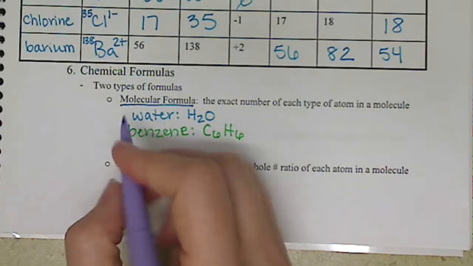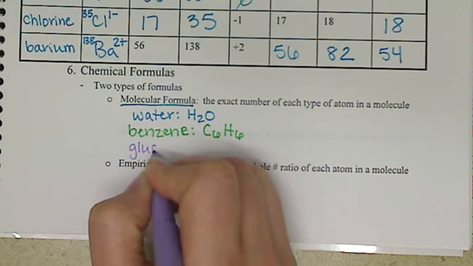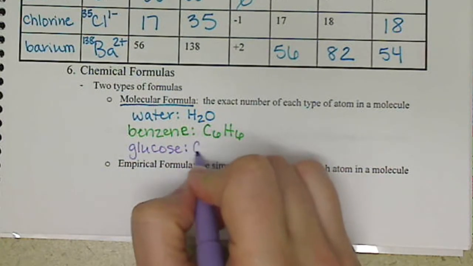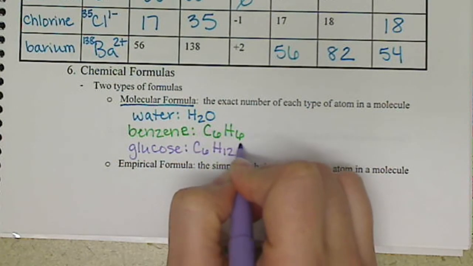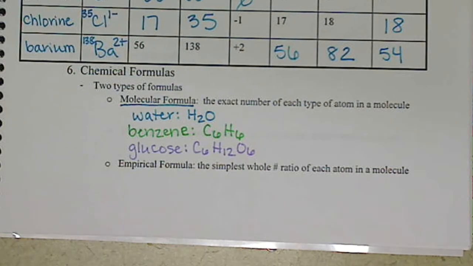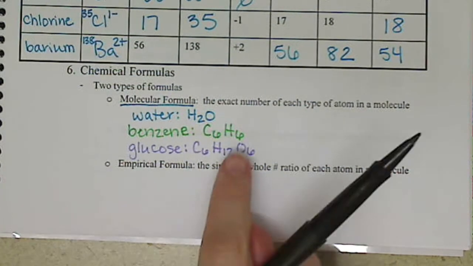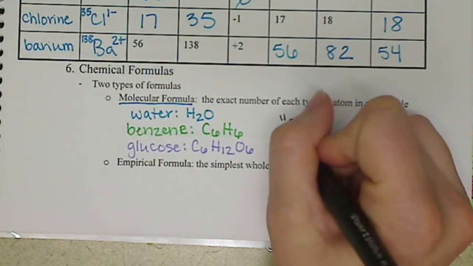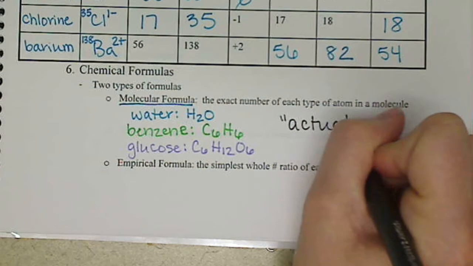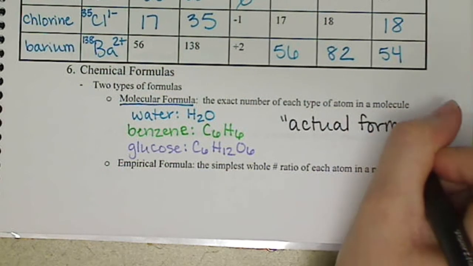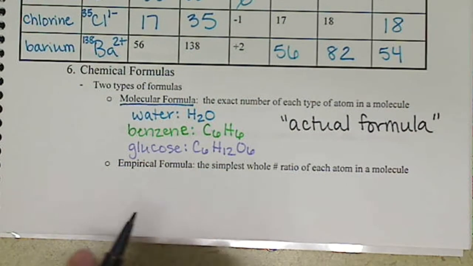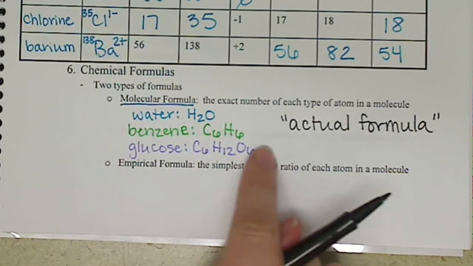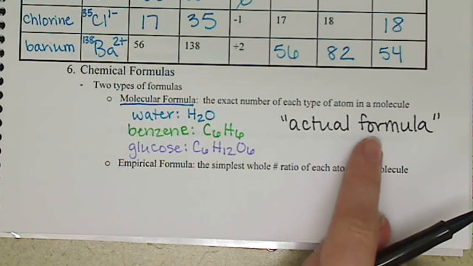Or another example stemming from some biology, glucose, C6H12O6. Kind of a way that we can summarize what the molecular formula is. This is the actual formula. Molecules are always written in molecular form so that we see the actual ratio.